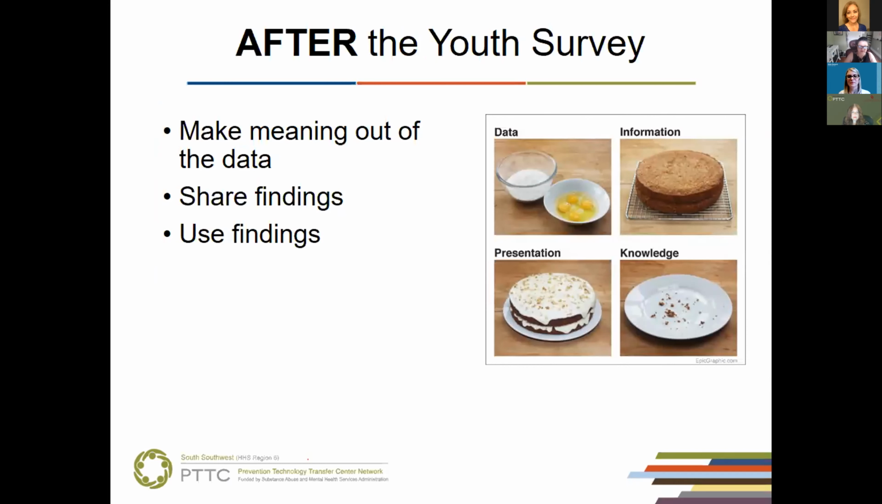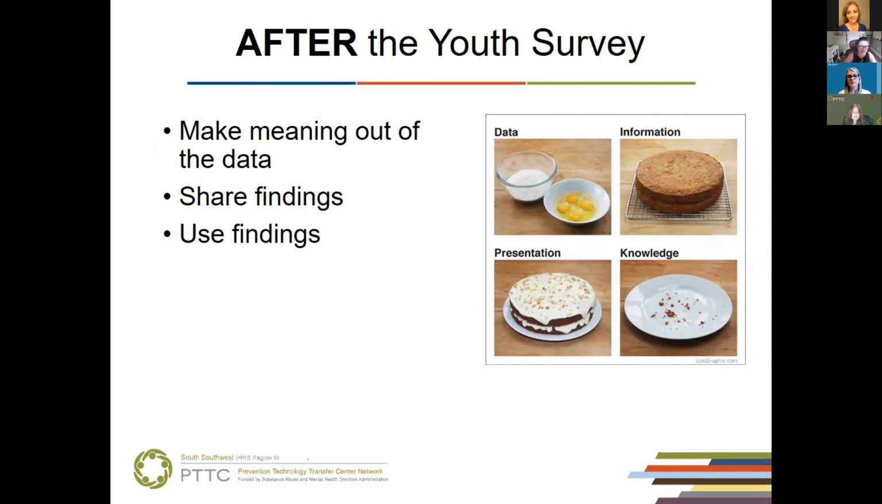Then thinking about after the youth survey, it's important to share the data with key stakeholders to help them make meaning out of the data. And this is a bit unique to when you're coming up with your data products and the messages and key takeaways you want to share. This is a step that maybe comes before you put together your communication plan to figure out what's meaningful to the stakeholders that are involved.